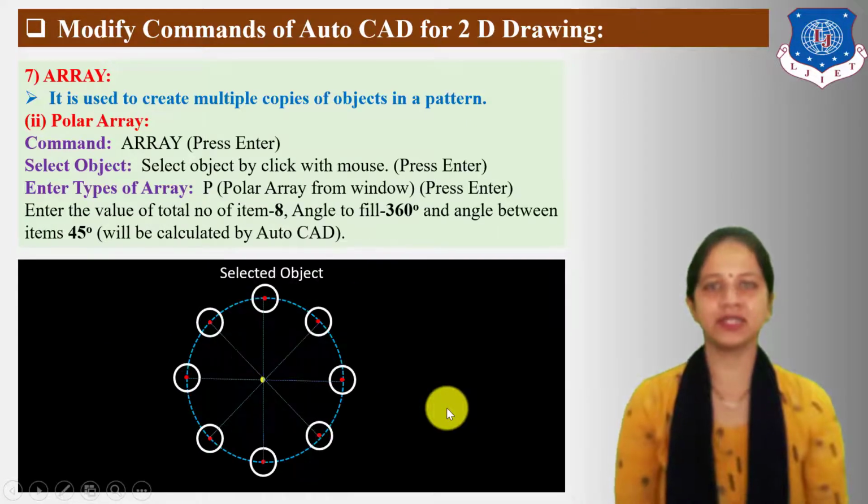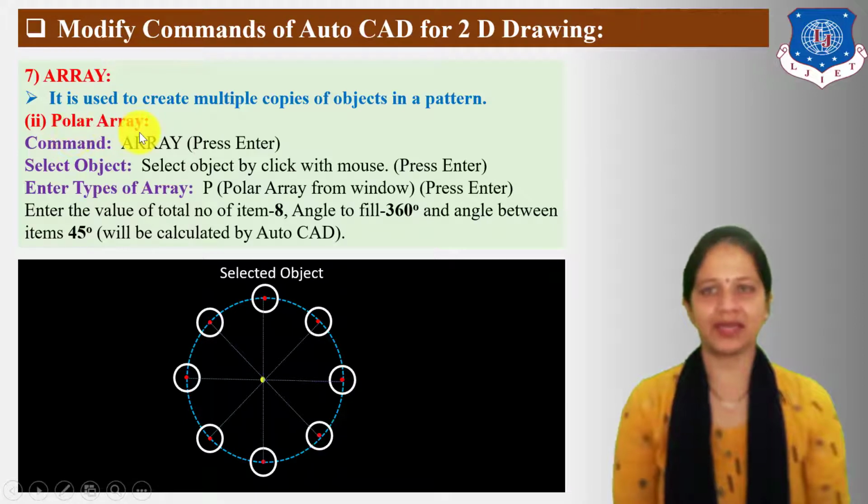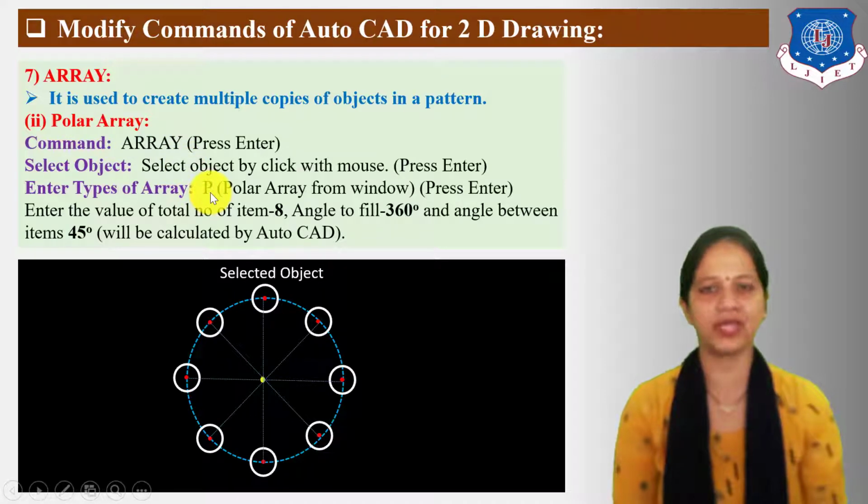Next, let us understand polar array. The command for polar array is ARRAY. So type array in the command area, then press enter. Next statement displayed on the command area is select object. Select the object by clicking with the mouse, then press enter. Next statement displayed on the command area is enter type of array. Here I have taken polar array, so type P and then press enter.